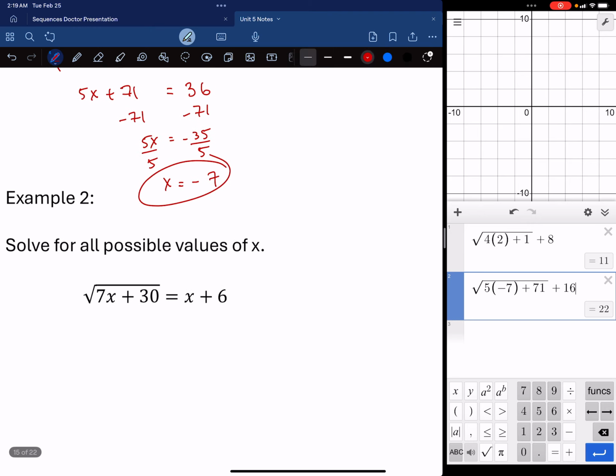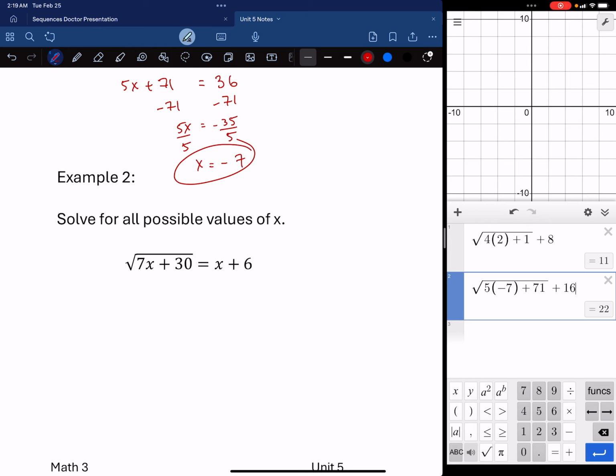Now sometimes you're going to have multiple answers. Okay, you still need to check them. Same idea though. We're going to have the square root of 7x plus 30 equals x plus 6. Okay, so nothing for us to move. We're just going to jump right into squaring this side. Well, this side is just going to be left with 7x plus 30.